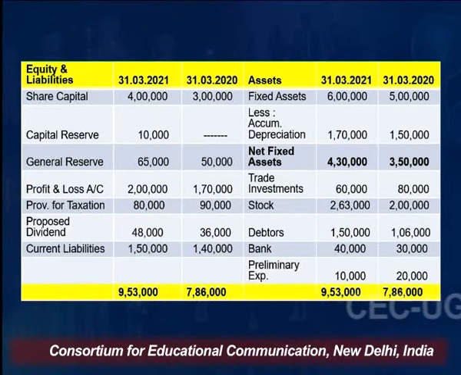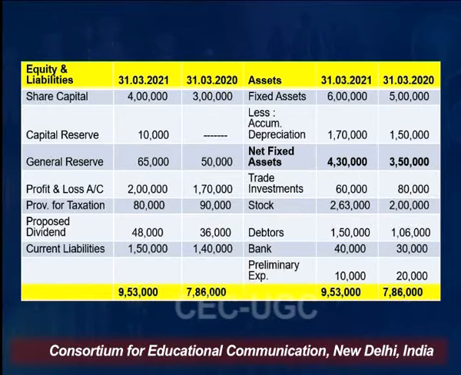If you look at the asset side, fixed assets, earlier they were 5 lakh rupees, now they have become 6 lakh rupees. They have subtracted accumulated depreciation out of it. Remember, there are two ways to show accumulated depreciation. One is on the asset side, you can subtract it from the asset.